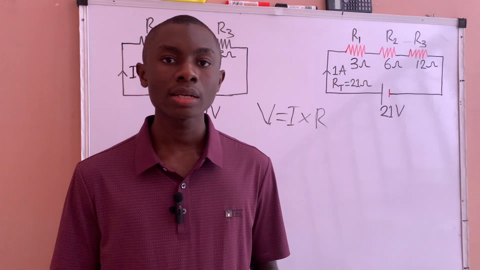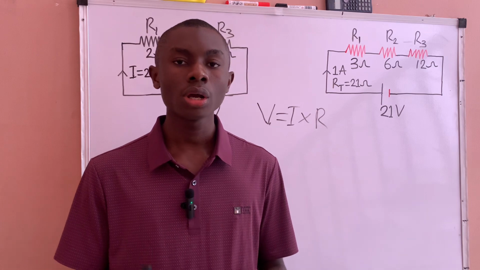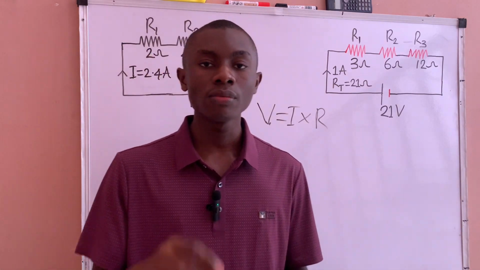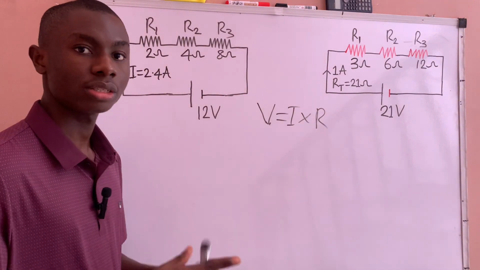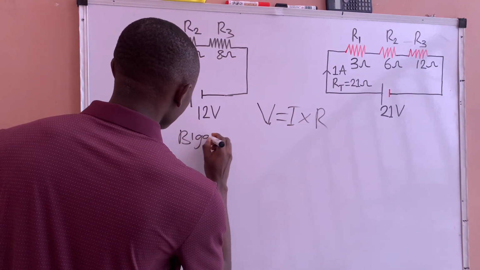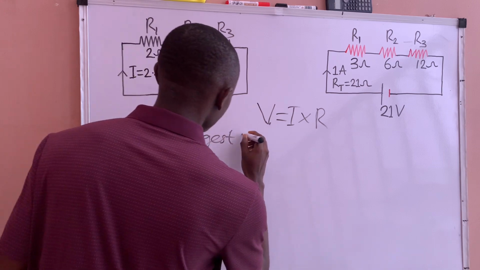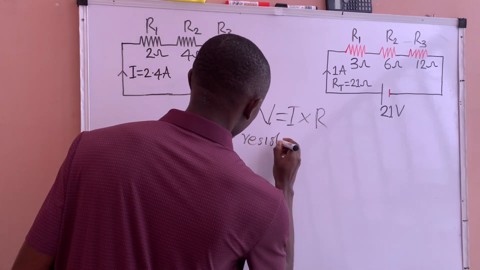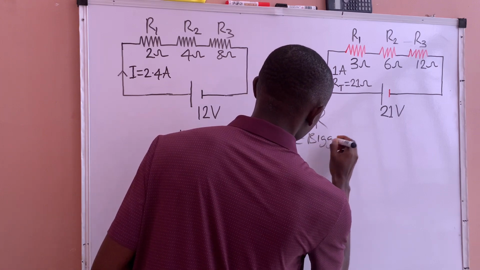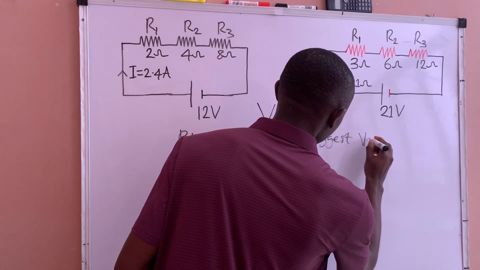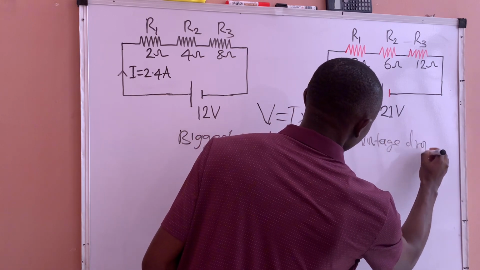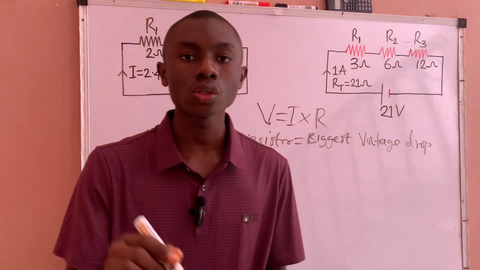That means the biggest resistor equals the biggest voltage drop. The biggest value of resistor will equal the biggest voltage drop, while the smallest resistor equals the smallest voltage drop.